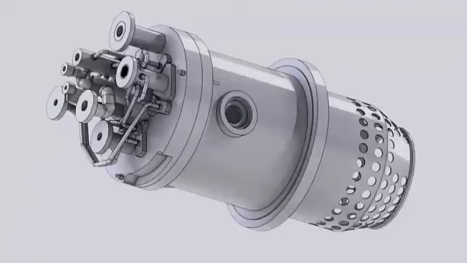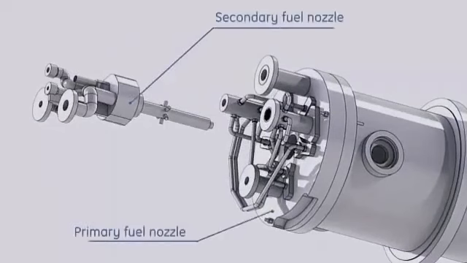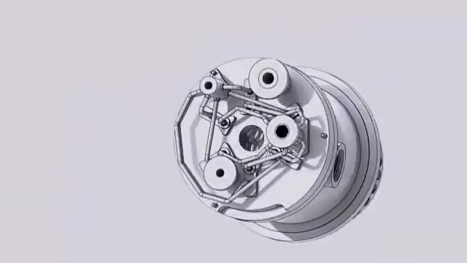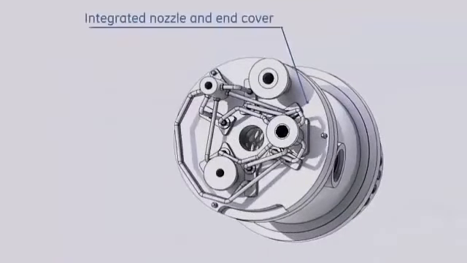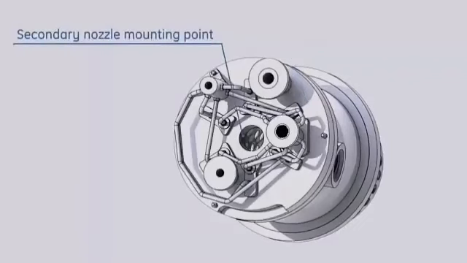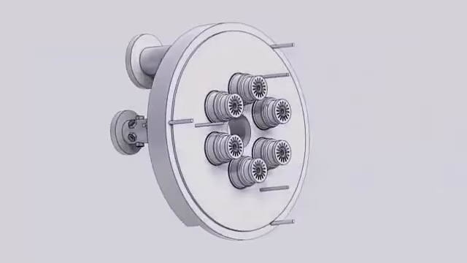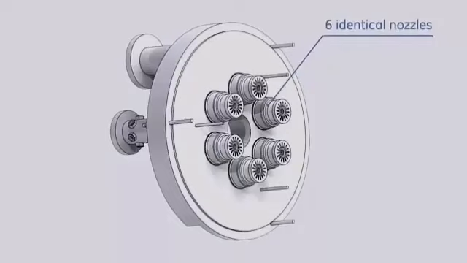As the DLN1 system features two combustion zones, fuel is injected to the combustion chambers through the primary and the secondary nozzles. The primary fuel nozzle is functionally integrated with the combustion chamber end cover and provides a flange in the center for secondary nozzle mounting. Fuel is injected into the liner primary zone through 6 identical nozzles.